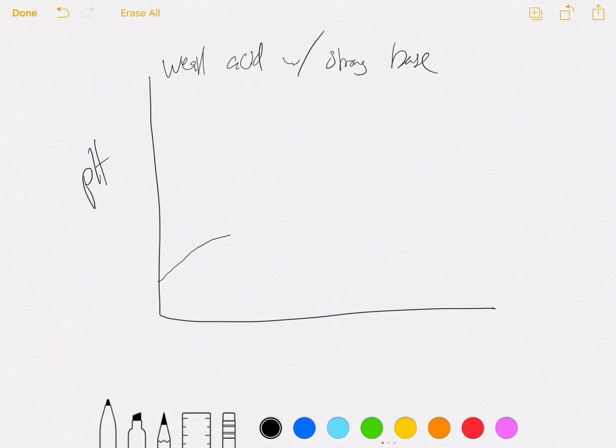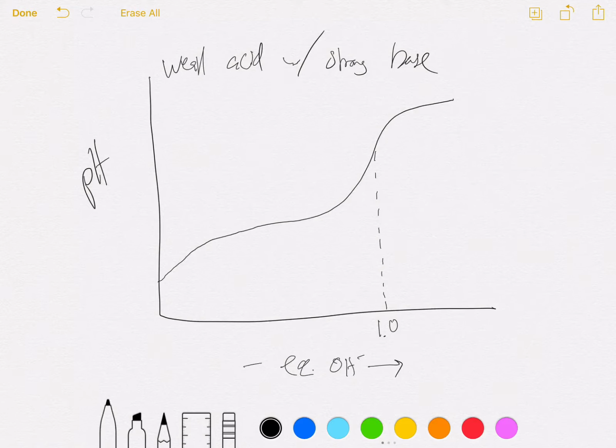All right, so the shape of this is, and we'll do the features afterward, you get a quick increase, and then it sort of flattens, you get your equivalence point, and then you have that. So still at that inflection point where the titration curve is at its steepest, that is one equivalent of titrant. Okay. And then the other features of that, if you go halfway across, 0.5 equivalents of titrant. What's special about that in the case of a weak acid titration?